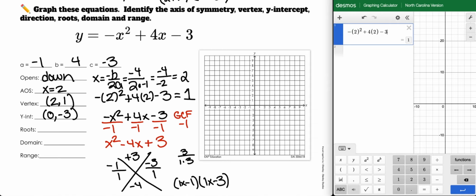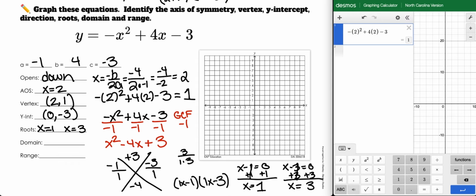Now that we have our binomials, we can set them equal to 0 to get our roots. So that's going to be x minus 1 is equal to 0. We're going to do the opposite of that, so we move the 1 over. So that's going to be x equals 1. And then we do the other one, which is x minus 3 equals 0. We'll do the opposite of that by adding 3 to the other side. That gives us x is equal to 3. So our roots are x equals 1 and x equals 3.